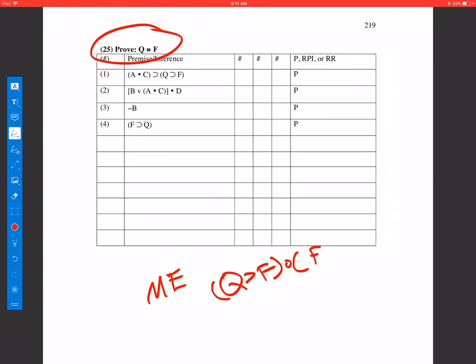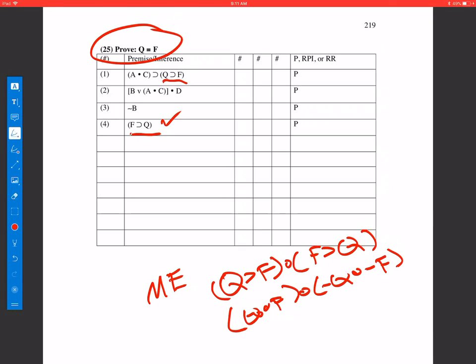We can either look for Q then F and F then Q, or we can look for Q and F or not Q and not F. What I see is we have a Q then F and an F then Q. So those are the pieces that we're going to use to make our biconditional. The F then Q is ready. It's the Q then F that's the problem.